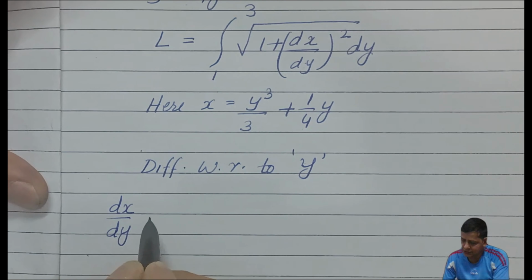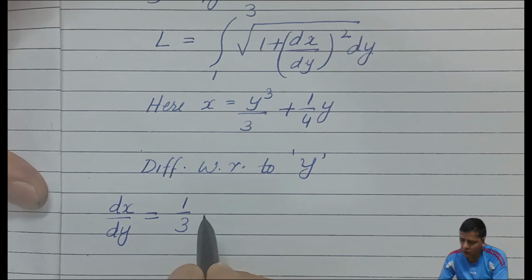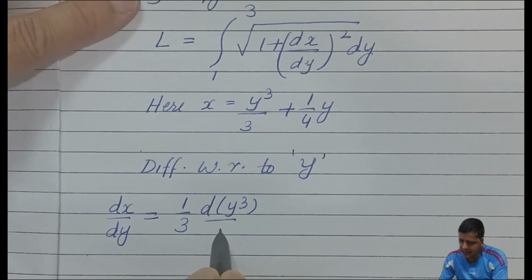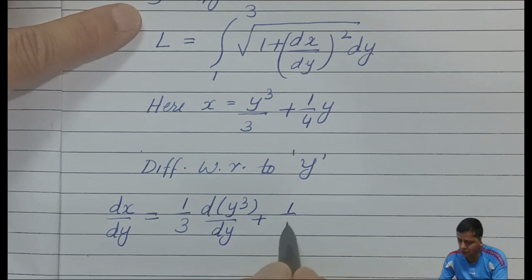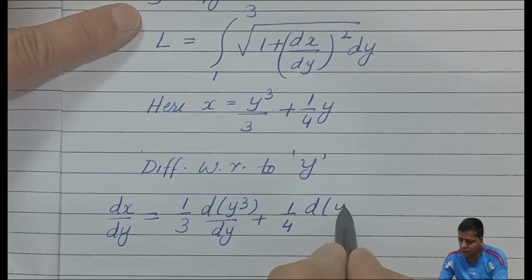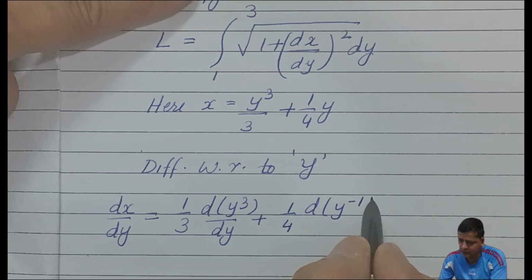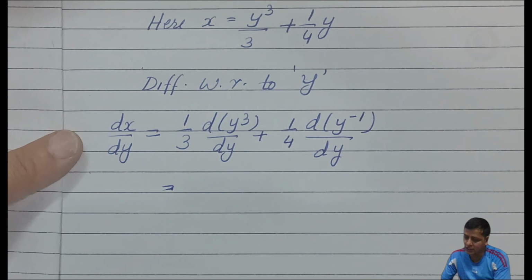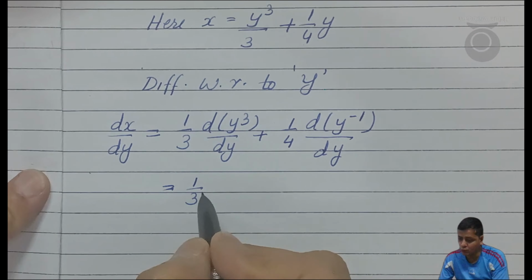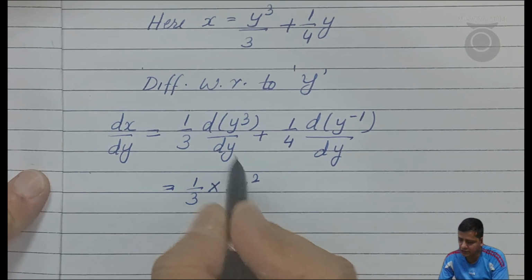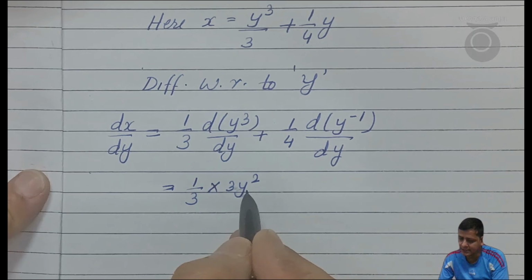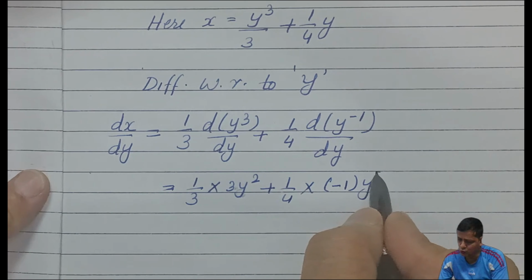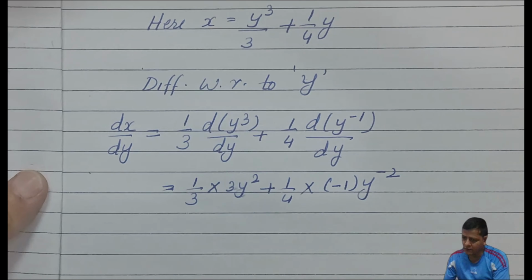So now dx by dy is equal to 1 by 3, which is constant, times d of y cube by dy, plus 1 by 4, which is constant, times d of y to the power of minus 1 by dy. Further solving the derivative, we get 1 by 3 into 3y square, the 3 comes in front and the power becomes 2, plus 1 by 4 into minus 1 comes in front, and the power becomes minus 2. If you subtract 1 more here, it becomes minus 2. So this is the value.